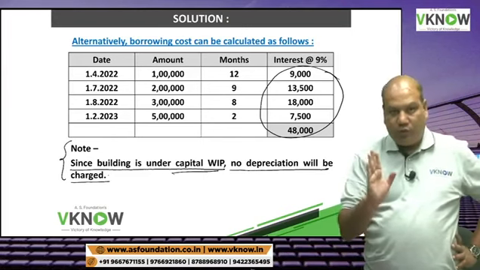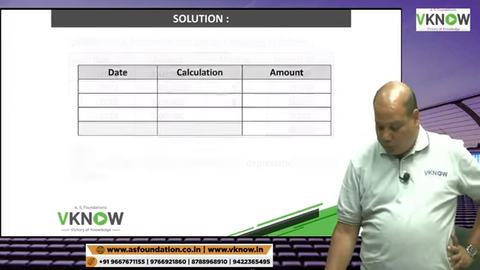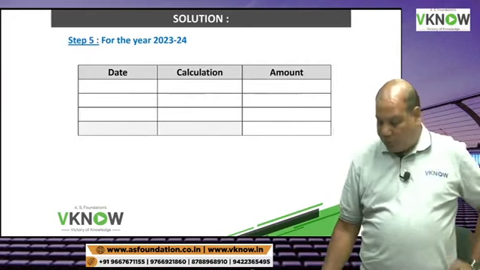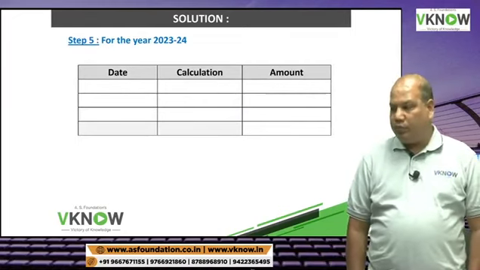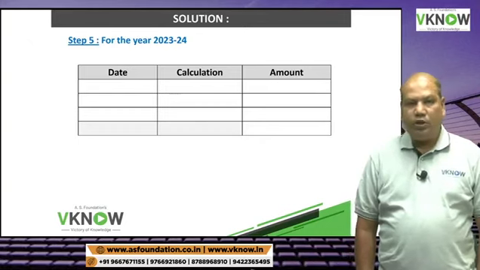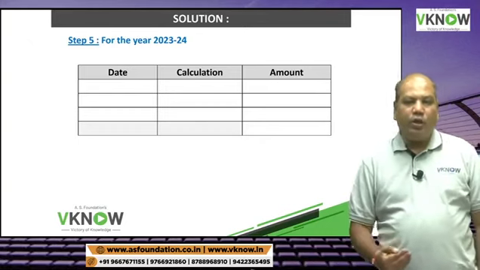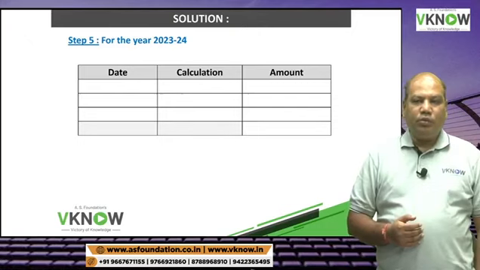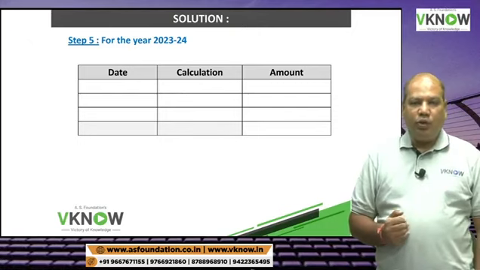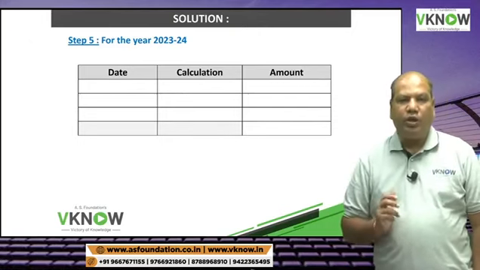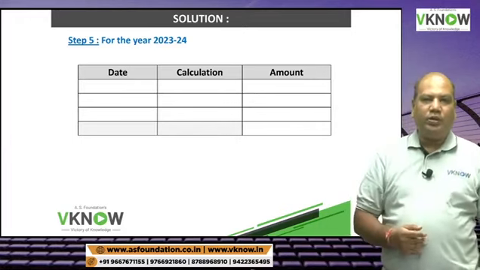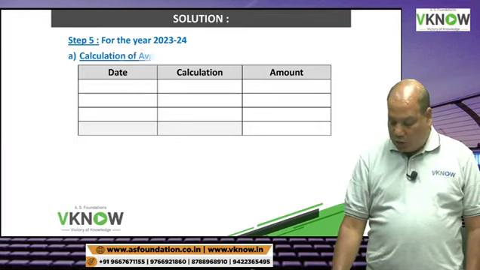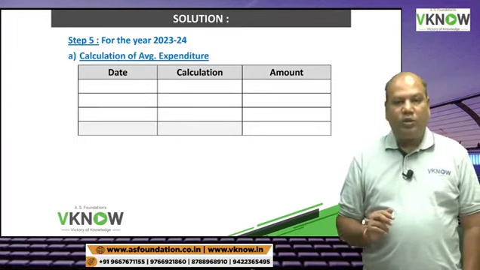Up to this is year 1. Now write down step 5 for the year 23-24. So now we are entering into second year. You will see this is the only question we have solved till now where we are entering into second year. Earlier problem, the question got over in 1 year itself. In the next year, again we will repeat the same thing.